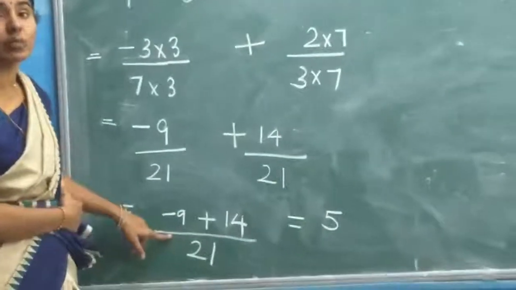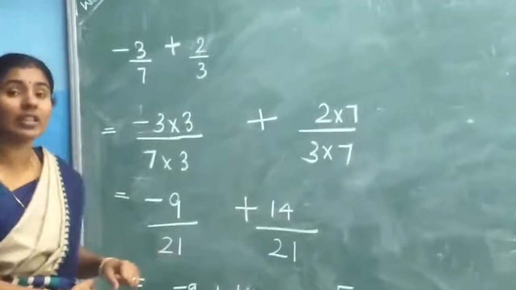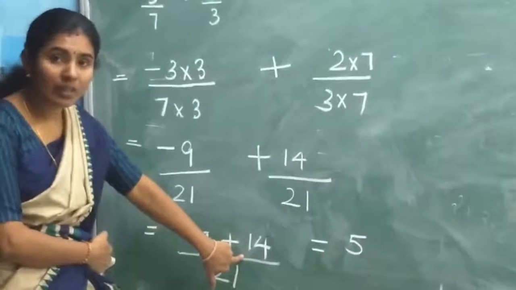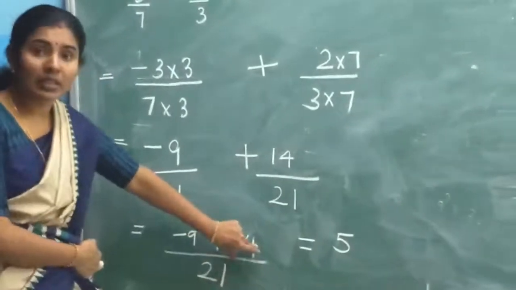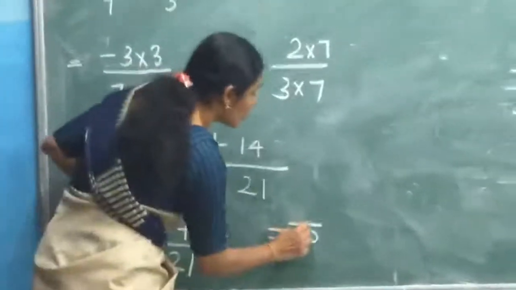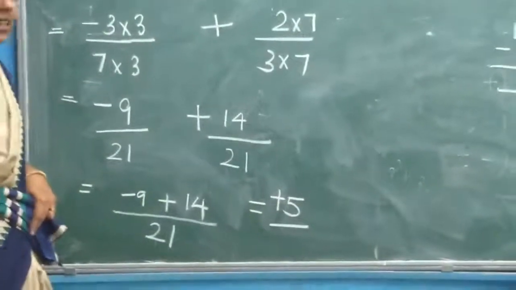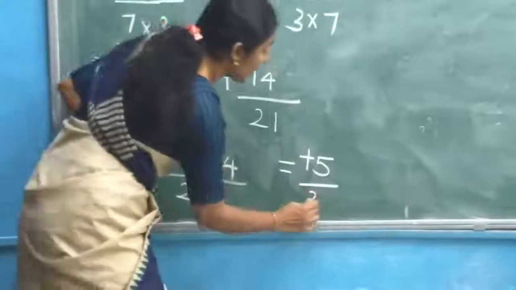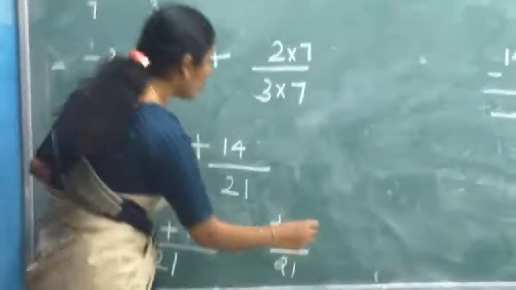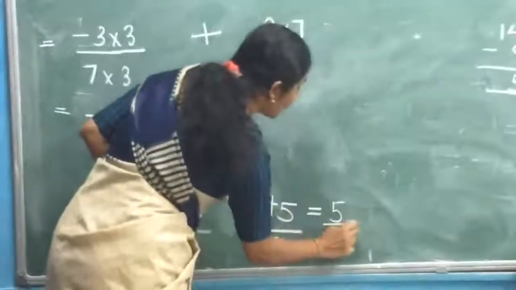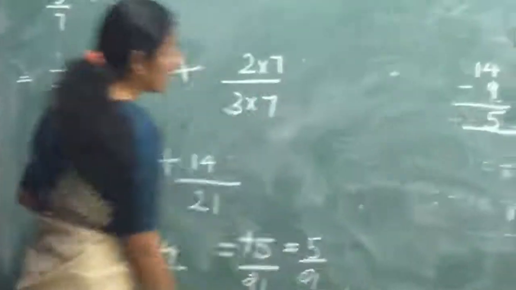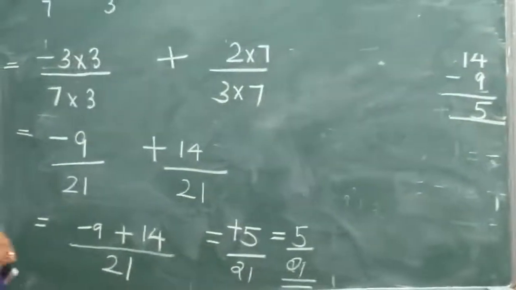Which is the largest number, minus 9 or 14? 14 is the largest number. For 14 they have given positive sign. So for the answer also you should give positive sign. So what is the final answer? Plus 5 divided by 21, or 5 divided by 21. Okay.